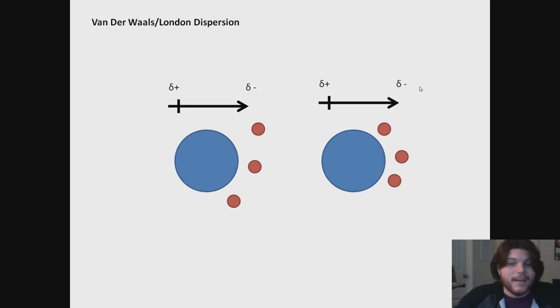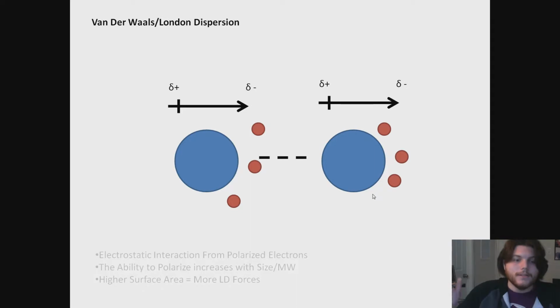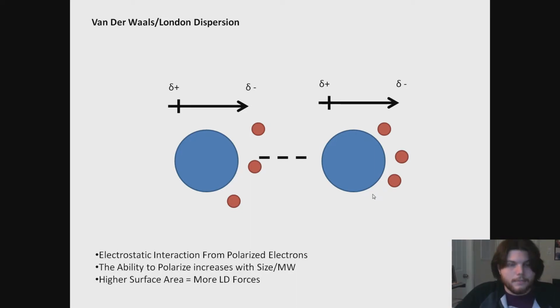What this gives us is it makes this more stable, and this process will occur naturally and actually forms a bond between these two, since we have this slight negative charge and this slight positive charge. So that's essentially van der Waals forces. They're also called van der Waals and London dispersion.